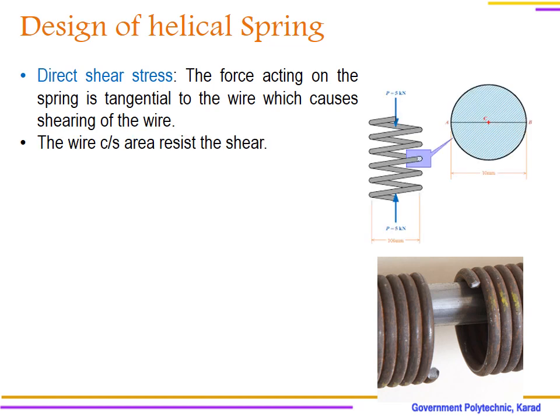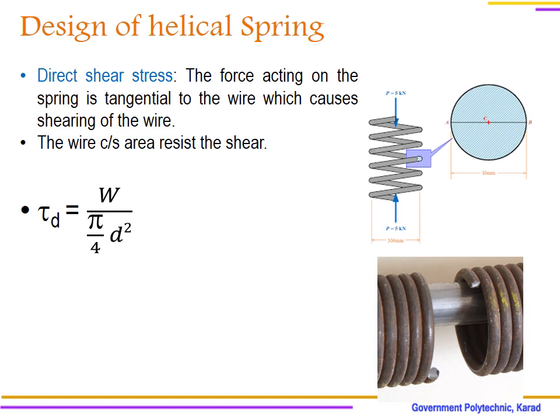What is the area which is going to resist this direct shear force? This area is shown in the diagram. When load is acting on a spring and is transferred to the spring wire, the spring will get cut. So the cross section is the area which is going to resist the applied force. So we can find how much direct shear stress is induced in a spring by this relation.